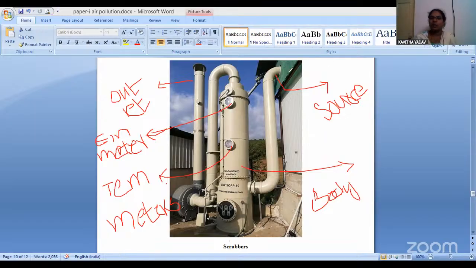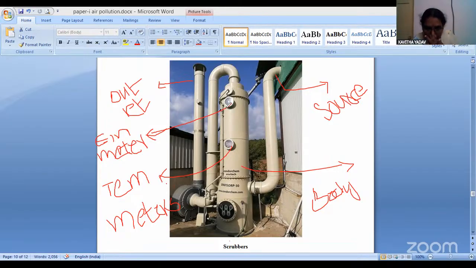Where that particular industrial source, the chemical industries, is the source. From this tube-like structure, the dirty gases which are coming can enter into the body of the scrubber. In that body, the temperature will be maintained, and the emissions, and how much amount of the heavy metals can enter into the body of the scrubber.